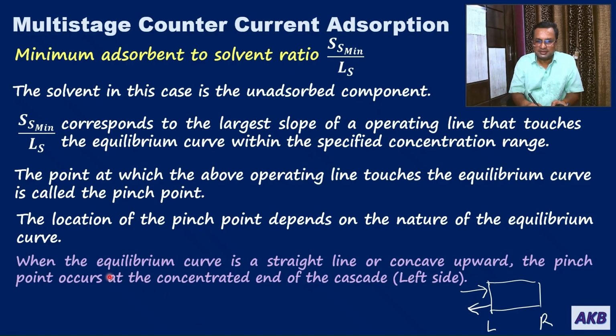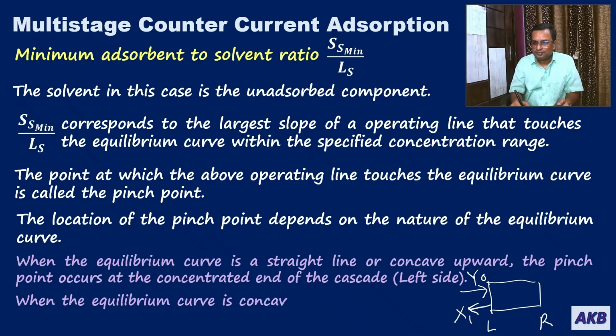So one case is that the equilibrium curve could be a straight line or concave upward, and in that case the pinch point will occur at the concentrated end of the cascade. What are the coordinates at this end? For the liquid solution you have y0, and for the adsorbent phase the concentration is x1. If you remember, point P has these coordinates. So the pinch point will occur at point P if the equilibrium curve is a straight line or concave upward.